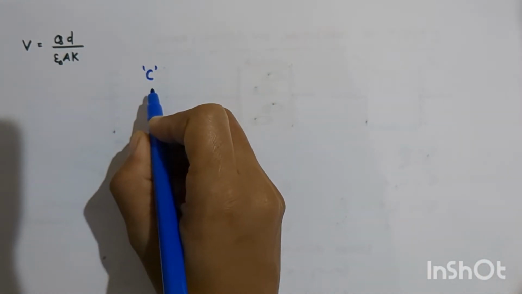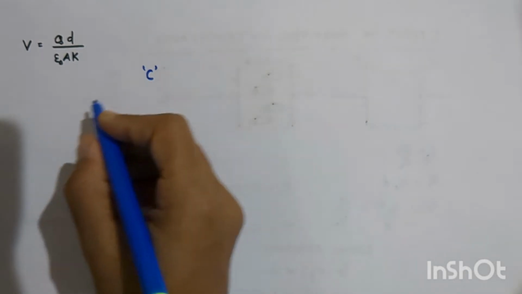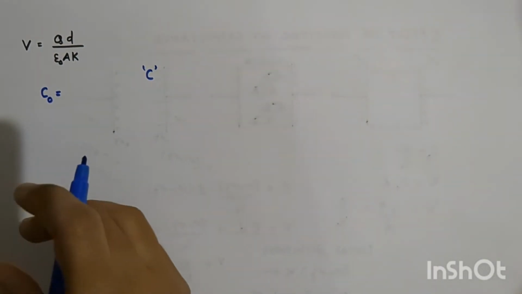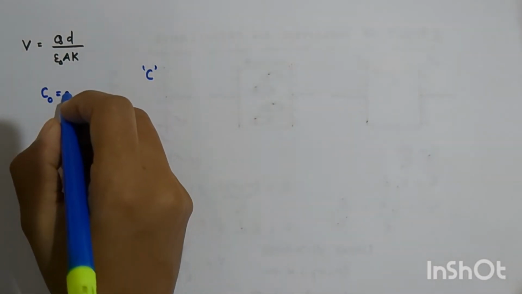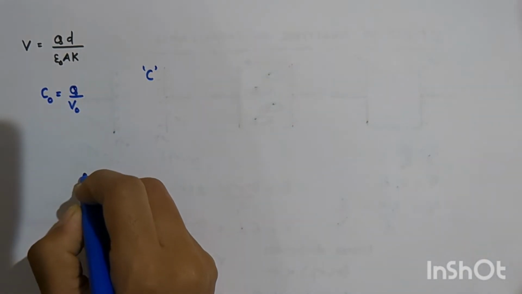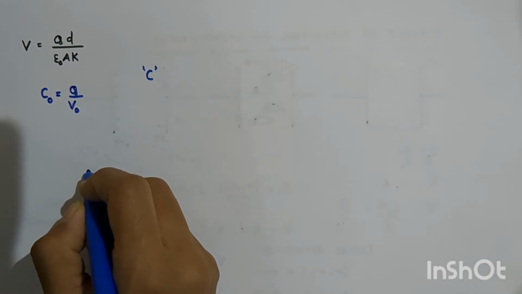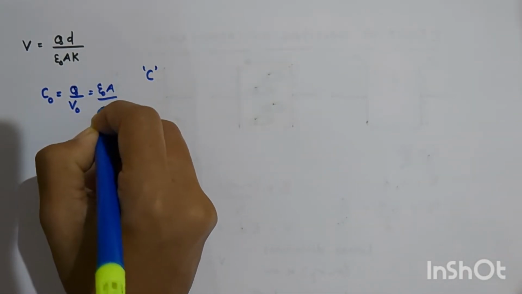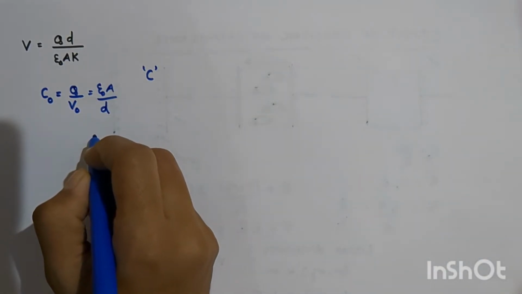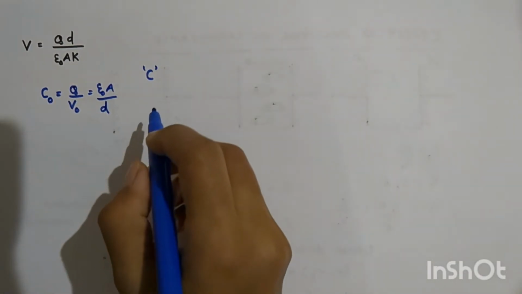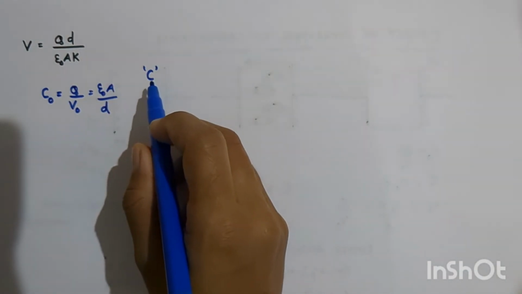Now, let C be the capacitance with the dielectric between the plates. We had C0, which was the capacitance of the parallel plate capacitor when there was no dielectric present between the plates, which was given by the expression Q by V0, or that can also be written as epsilon 0 A divided by D. Now, when there is a dielectric present between the two plates of the capacitor, it will have a new capacitance.